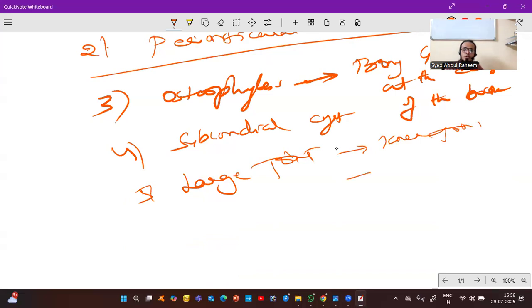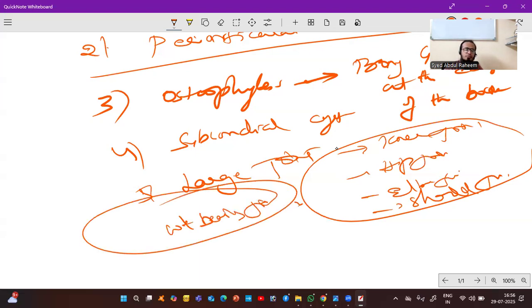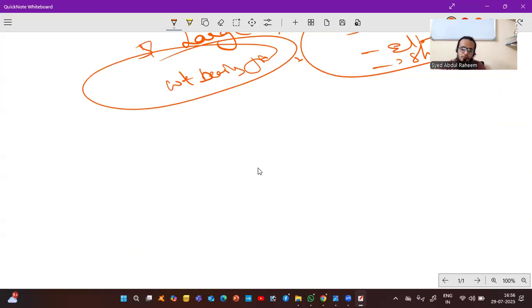hip joint, elbow joint, or shoulder joint. So it is the weight-bearing joints that are mostly affected. This is what we have to remember, and it is degenerative, non-inflammatory type. Next type is erosive arthritis.